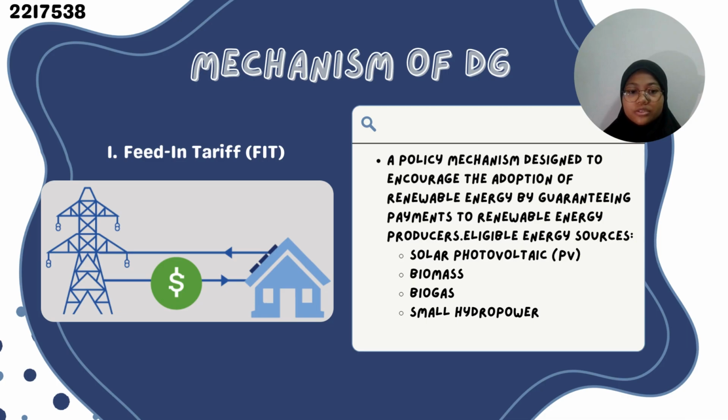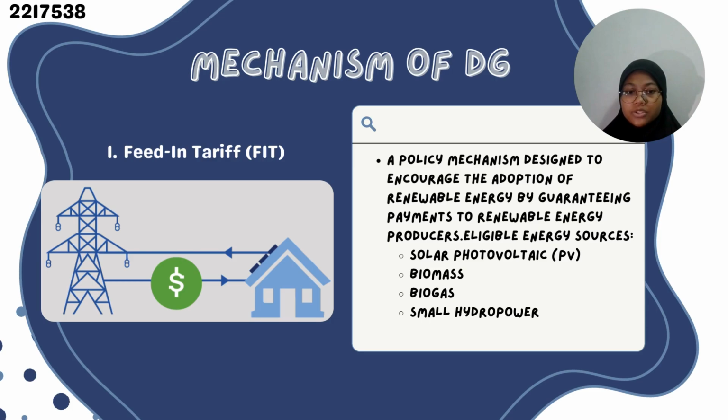So today I'm going to talk about the mechanism of distributed generation. So the first mechanism is feed-in tariff, which is FIT. In simple terms, FIT is a policy mechanism designed to encourage the adoption of renewable energy by guaranteeing payments to renewable energy producers for the electricity they generate and feed into the grid.